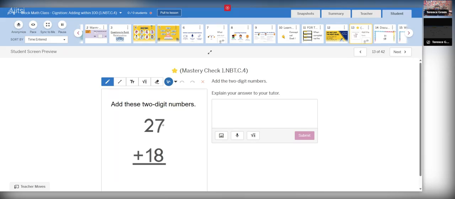So let's start with the ones place and add those two numbers up. So 7 plus 8. 7 plus 8 is 15, okay? Good. So there we can put a 5 there, good.